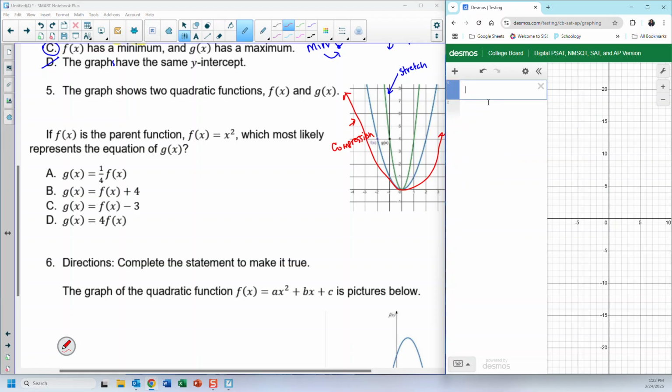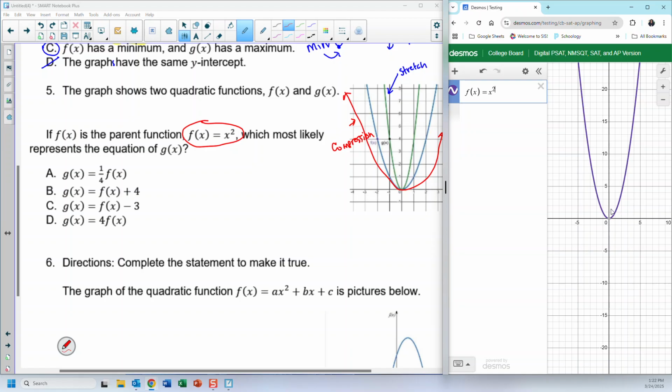So let's go ahead and type the parent function in here. So here's the parent function, f of x equals x squared. So it's this. And then we're looking for the g of x, which is here. And we're looking for something that's stretched up, or kind of squeezed in. So g of x equals 1/4 times, sorry, not f of x, g of x.